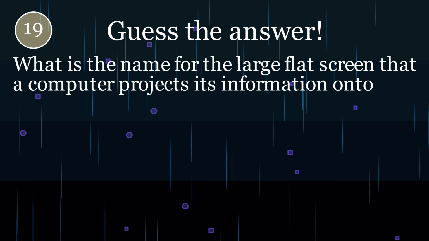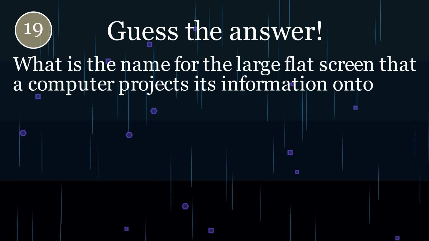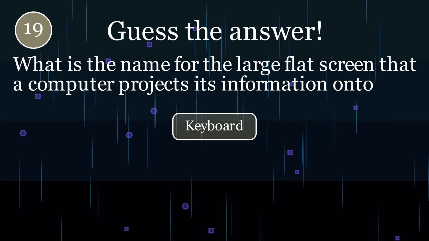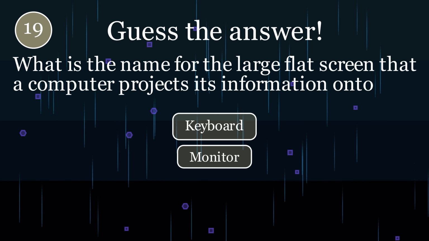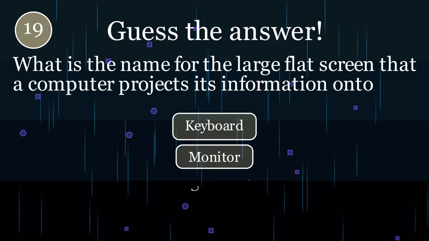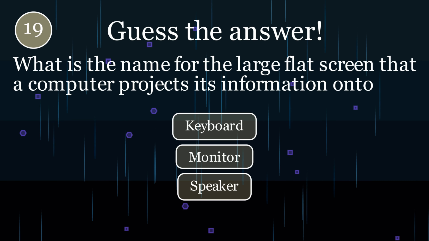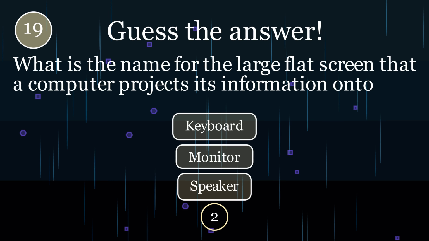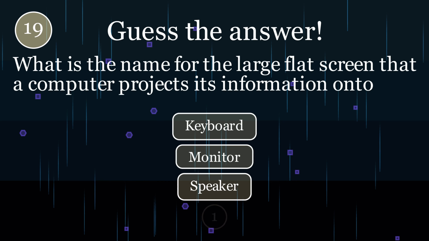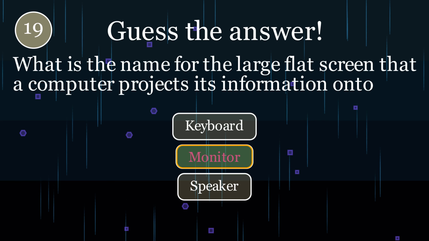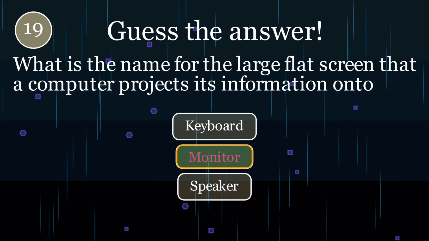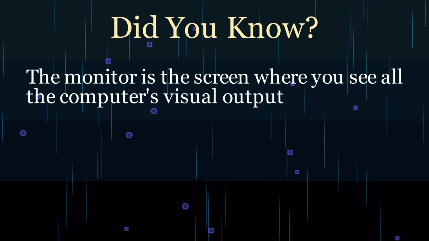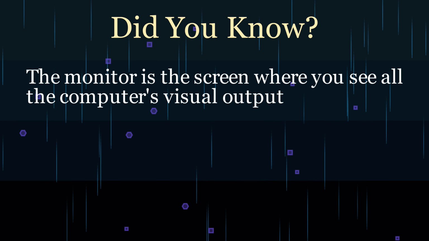What is the name for the large flat screen that a computer projects its information onto? Keyboard. Monitor. Speaker. The correct answer is monitor. Here's an interesting fact. The monitor is the screen where you see all the computer's visual output.